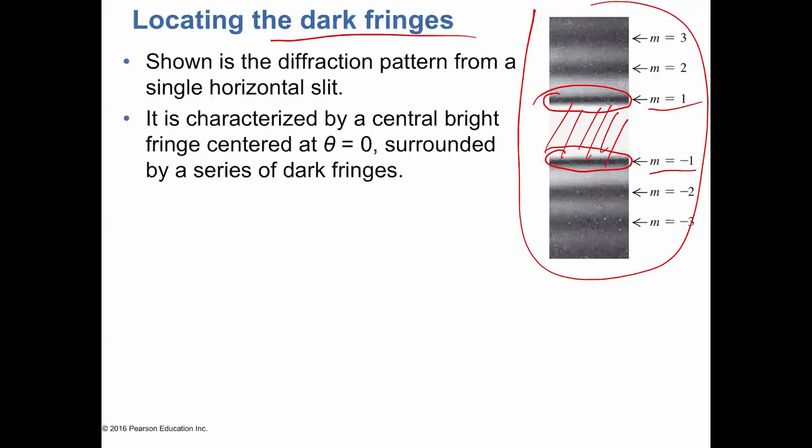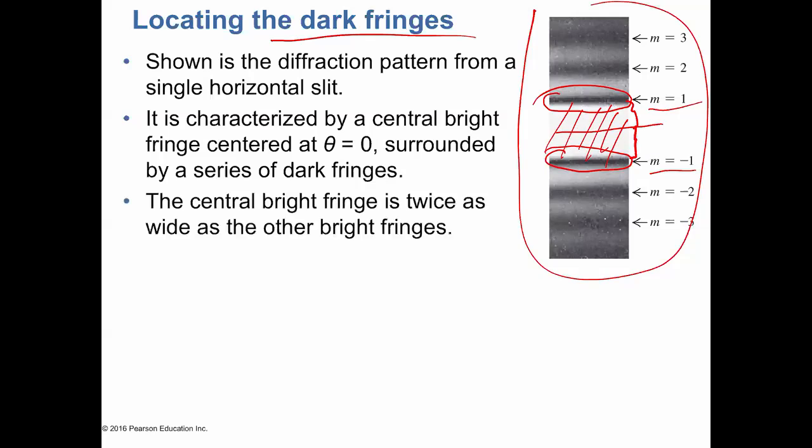Theta equals 0 for that central bright fringe, surrounded by a series of dark fringes. That means we ignore all the bright fringes and only look at the dark fringes: the first, second, third above, and the first, second, third below. There's a symmetry between them. If I draw a line like this, this one has the same distance as the other one, one above, one below. So the central bright fringe is twice as wide as the other bright fringes.